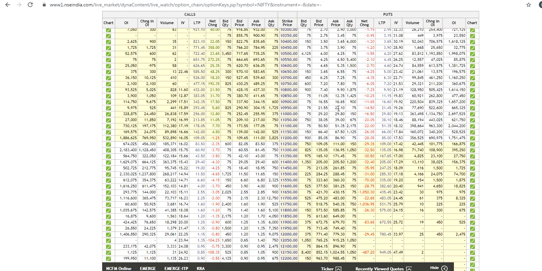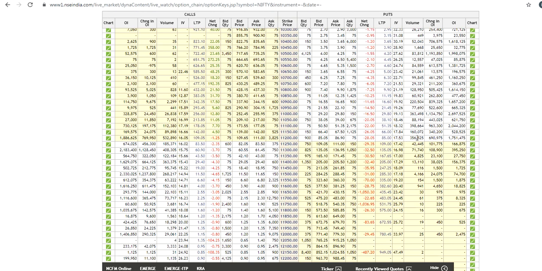Similarly, for put options or PE, the option buyer gets a right if price goes below that strike price. So 11200 is the strike price. If Nifty goes below 11200, it doesn't matter where it goes, the PE option buyer gets a right to sell the Nifty at 11200, right? So they get a guarantee that they will be able to buy at 11200 or sell at 11200.